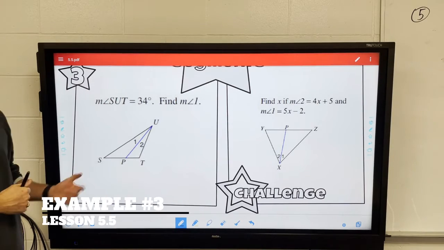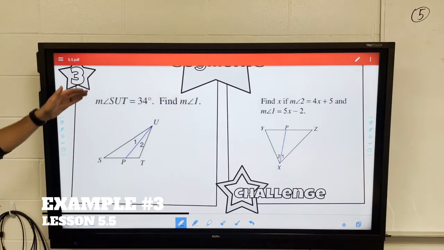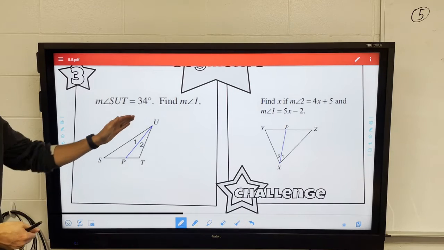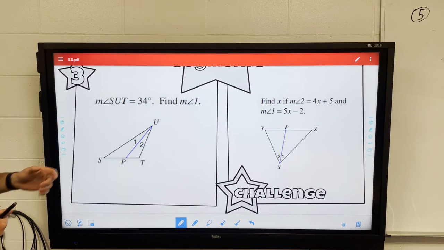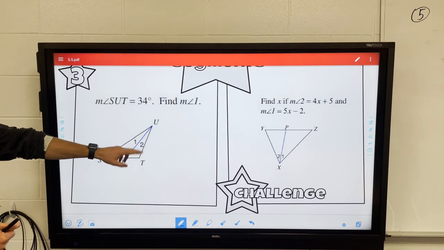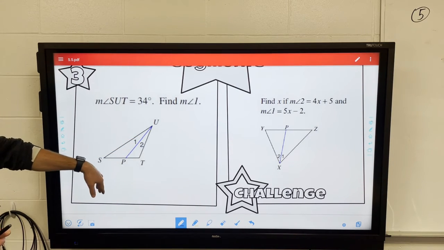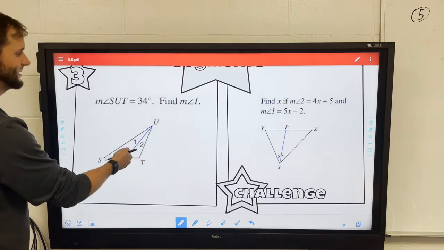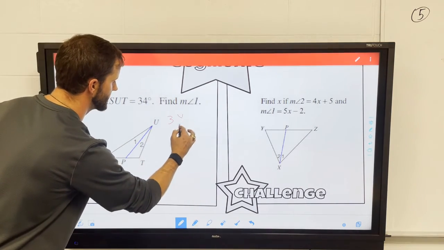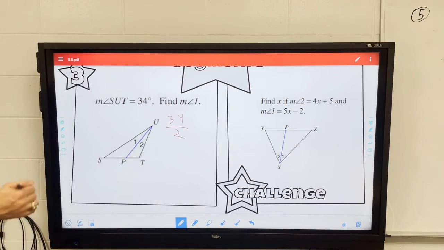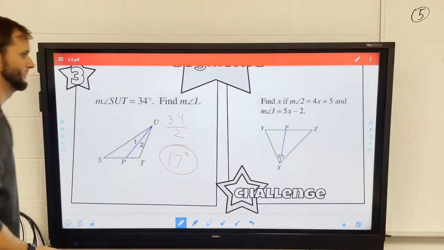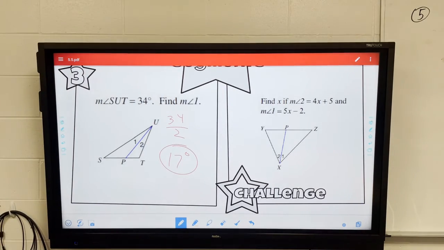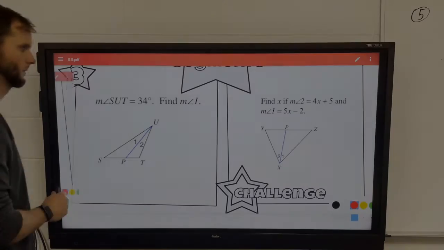Okay, so now on example number 3, I have been given an angle bisector. I know that blue line is bisecting SUT, meaning splitting it into 2 different parts. Angle 1 and angle 2 are the 2 angles that are being split up. Bisect means cut in half, so all I have to do is 34 divided by 2. 34 divided by 2 is going to give you 17 degrees. So that means angle 1 is going to be 17 degrees, okay?